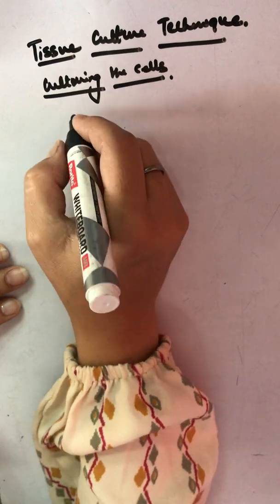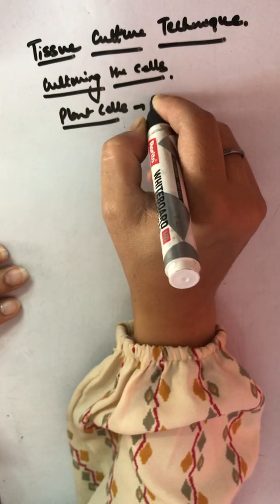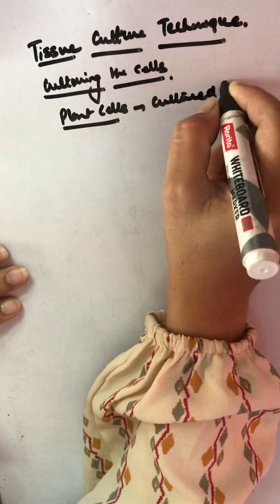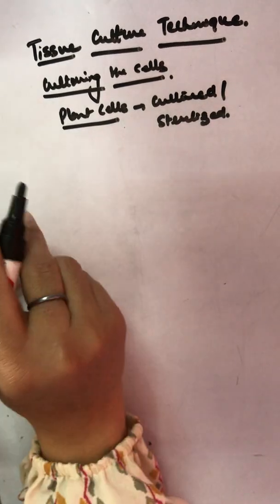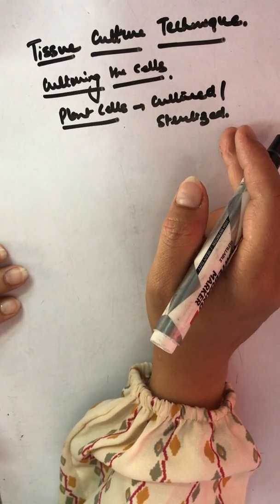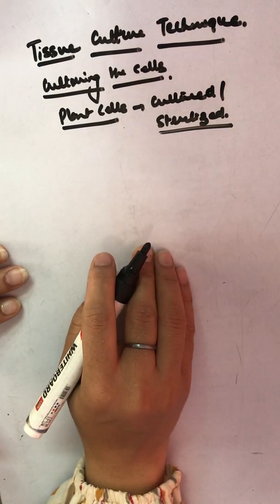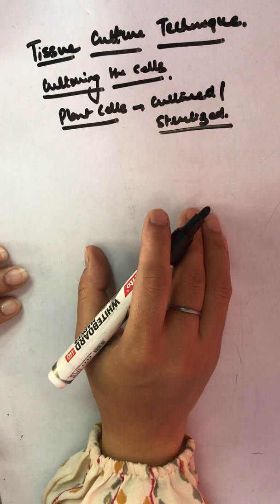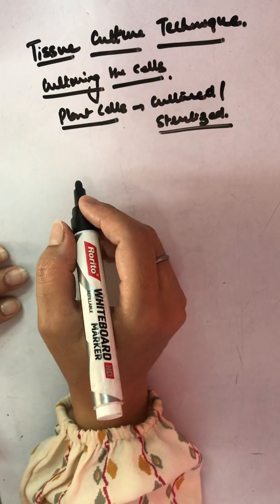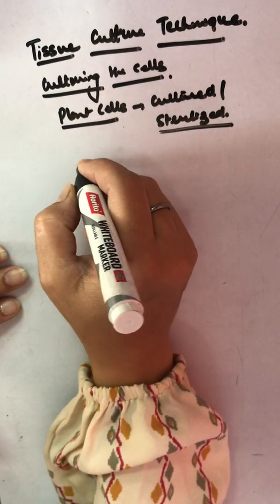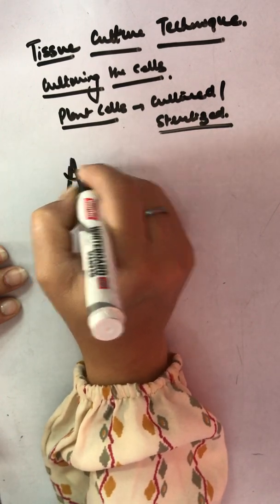In this, the plant cells or tissues are cultured in a sterilized, that means free from microorganisms, artificial medium containing necessary nutrients and hormones. Now proper medium is important and we call this process tissue culture technique or micropropagation. First of all, we recover the mass of cells or callus from the apical region.